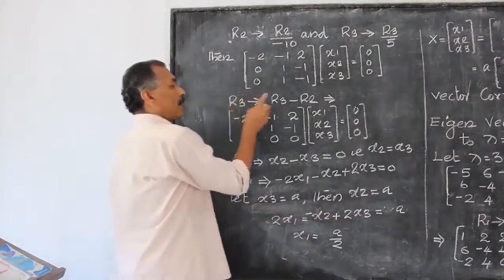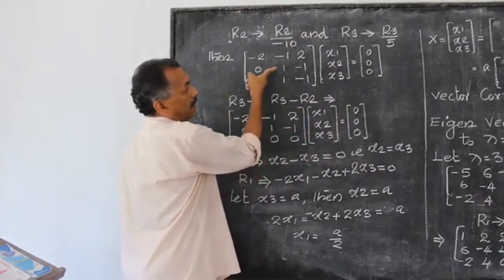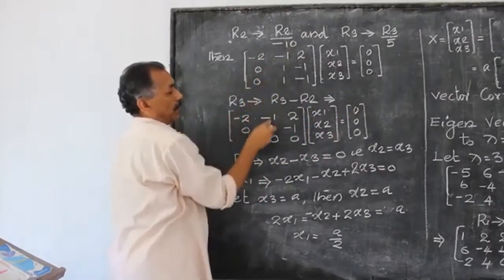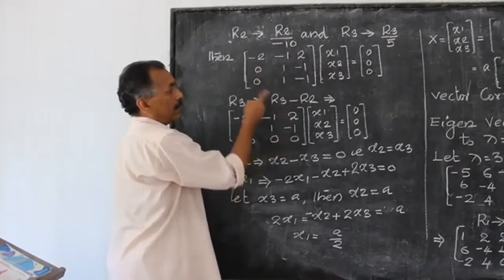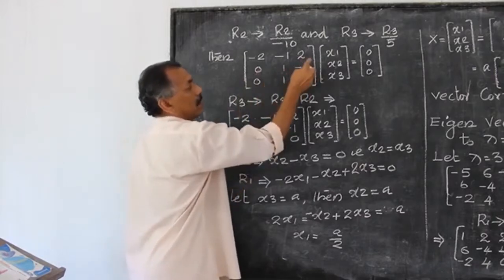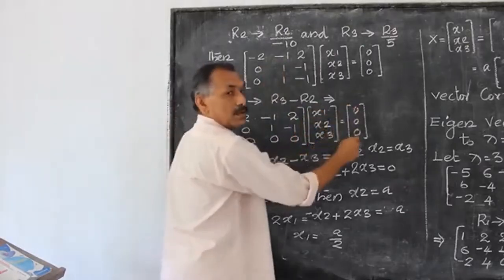R3 is replaced by R3 minus R2, and R1 remains the same. Minus 2, minus 1, 2. 0, 1, minus 1. R3 minus R2 gives 0, 0, 0. So the system is the coefficient matrix times X1, X2, X3 equal to 0, 0, 0.